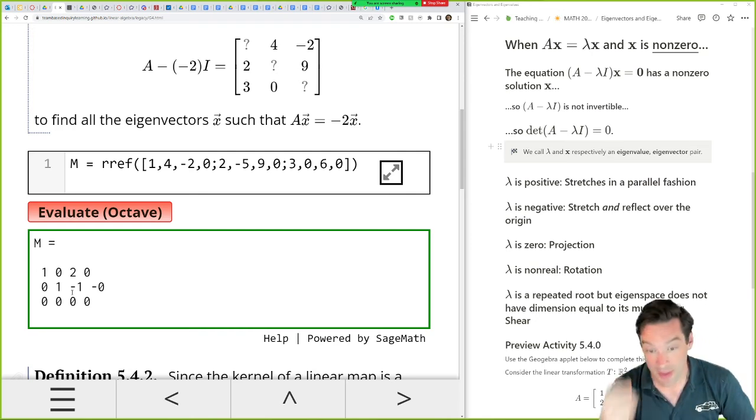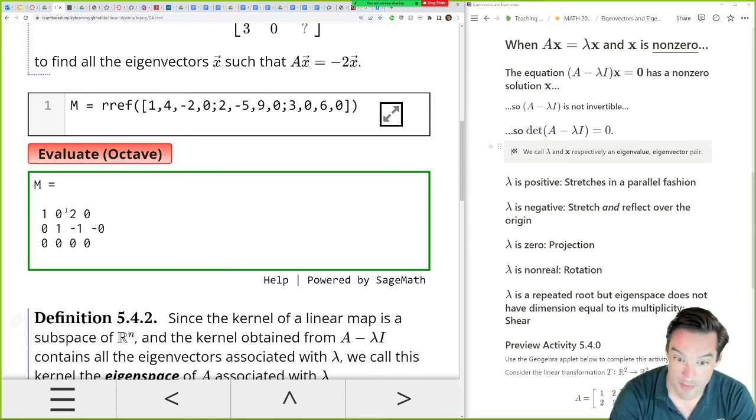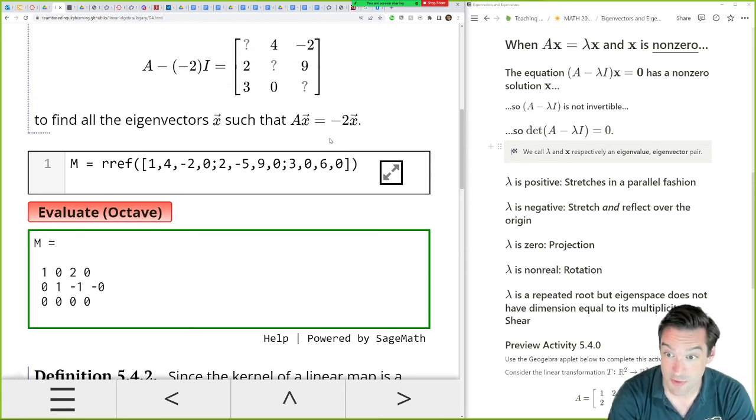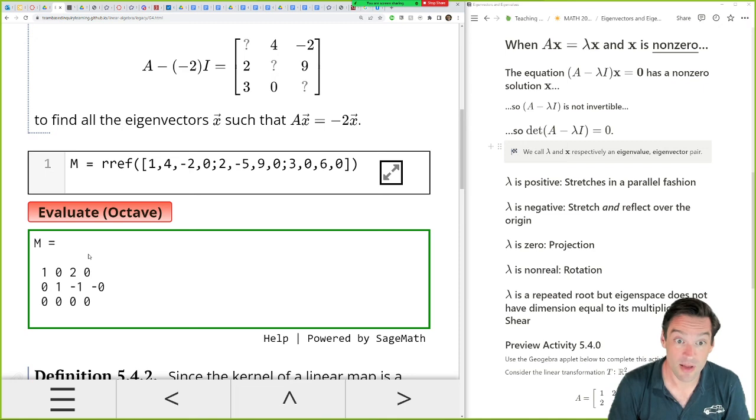Right? And so then, if I were to finish solving this to find a basis for the eigenspace associated with the eigenvalue -2, I would just do the usual thing that we do to find a basis for the solution set of a homogeneous equation. I would just find my free parameter and solve for my bound parameters in terms of that free parameter.